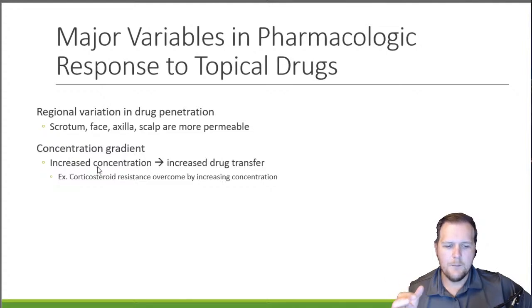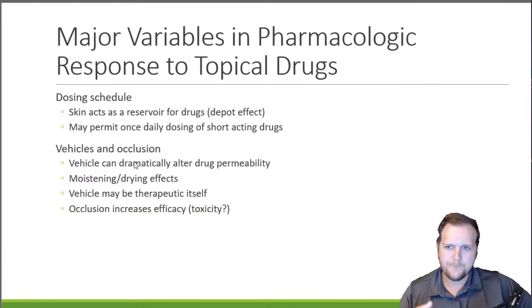And again, the bigger the difference in concentration of the drug from outside of the membrane to the inside can help to facilitate that transfer in, right? Just via natural diffusion. And so by increasing the concentration of the drug, that can help to enhance that transfer. So for instance, if I give a corticosteroid that the patient's resistant to, I can increase the concentration of it and have better penetration through the skin, right?